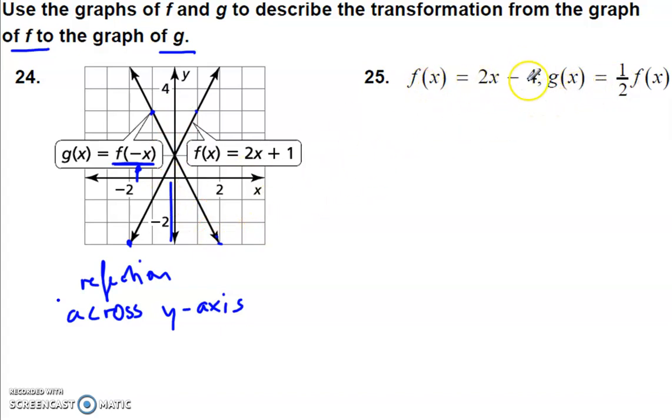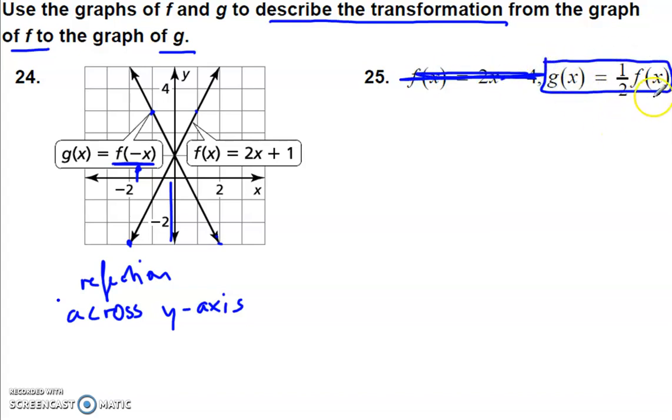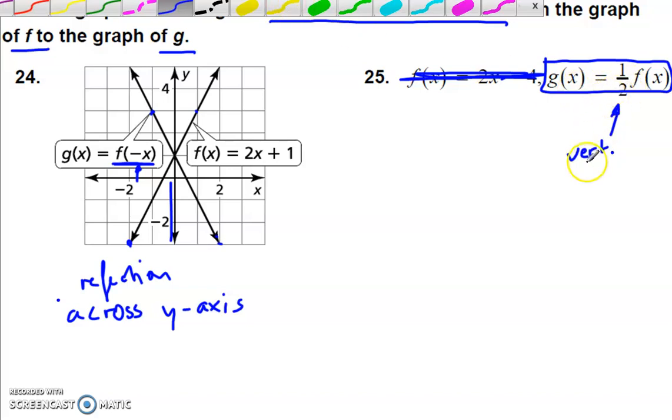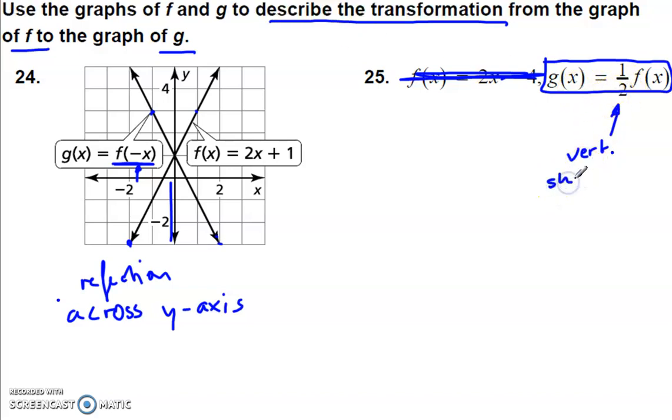Here, again, we're just looking at the transformation. We're not so much interested in this part. We want to see how did it change. So we want to know this part right here. Inside the parentheses, horizontal, outside vertical. So this is vertical. It's a multiplication, so that's going to be a stretch or shrink. And that is a vertical shrink because 1/2 makes it smaller. Vertical shrink by a factor of 1/2.